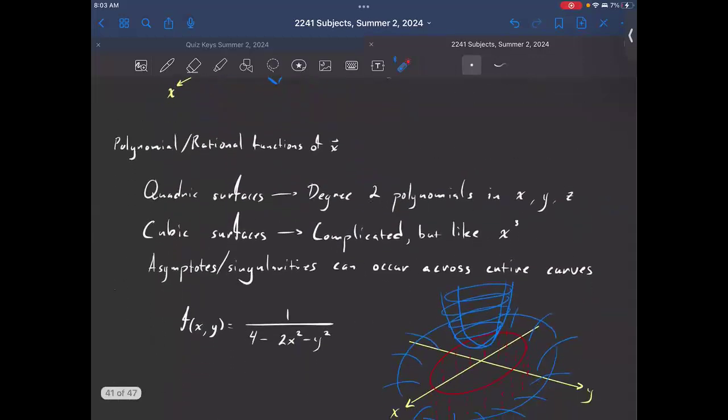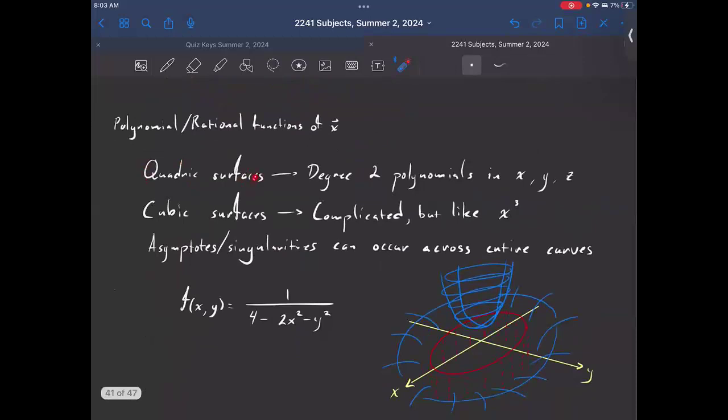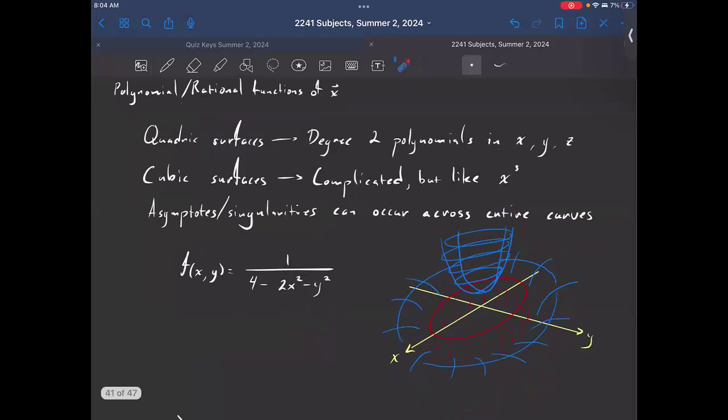Polynomial and rational functions, what are some examples of these? Well, we've seen quadric surfaces. These are degree 2 polynomials in x, y, and z. Cubic surfaces. These are a little bit more complicated, but you have like x cubed in them. Asymptotes and singularities can occur across entire curves. So this is a little bit more unique for multivariable polynomials and rational functions. And let's take a look. So here's one example of a rational function.